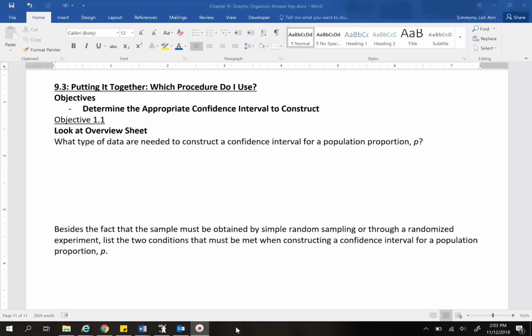Lesson 9.3, putting it together. Which procedure do I use? The objective for this lesson is to determine the appropriate confidence interval to construct.